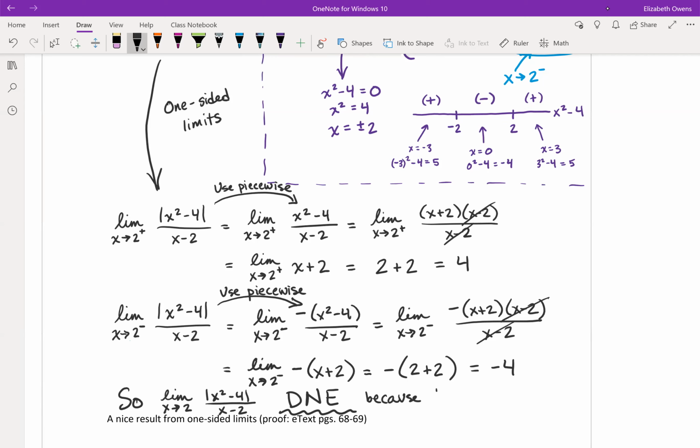because the one-sided limits are not equal. That's our justification. All right. And there we have it.